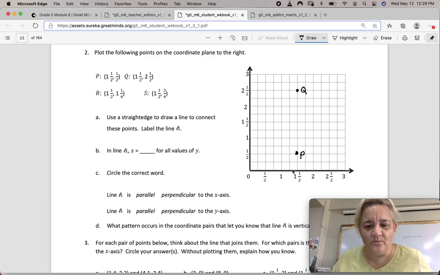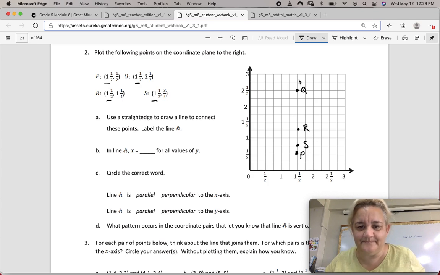Then R is (1.5, 1 1/4). Are you seeing the pattern already? It's here. And (1.5, 3/4) will be here, and that one's called S. Now, what did you notice about those? 1.5, 1.5, 1.5, 1.5. They all have the same x-coordinate. So use a straight edge to draw a line to connect these points. Label the line H.